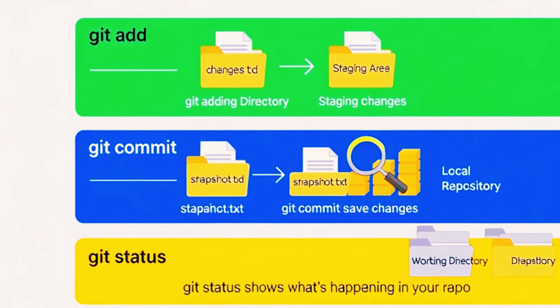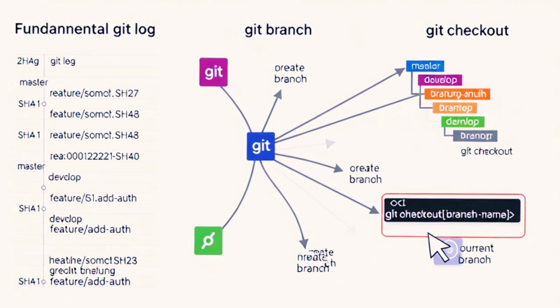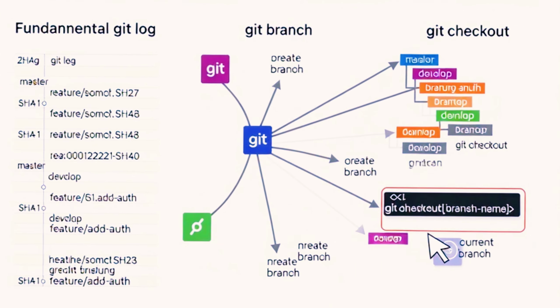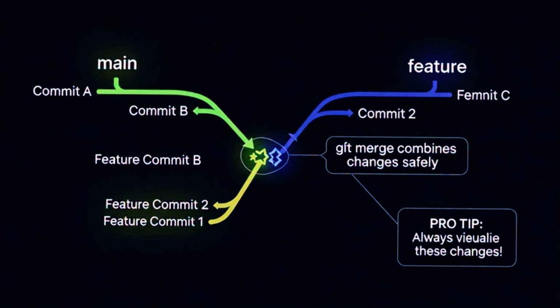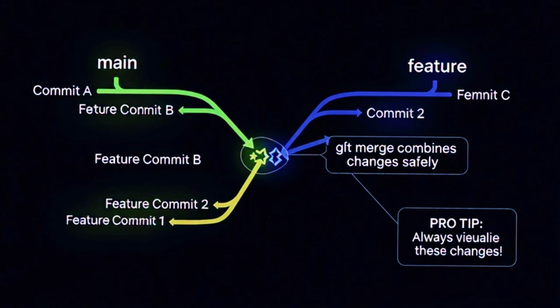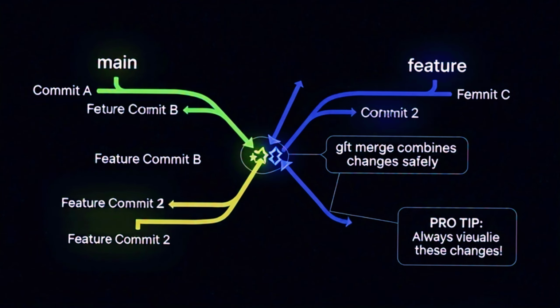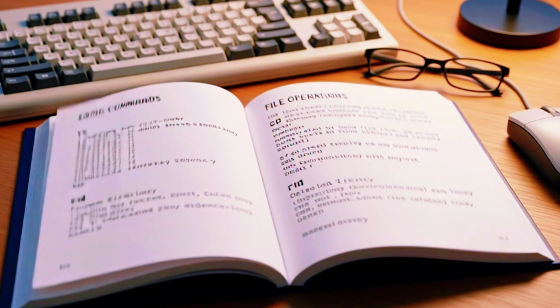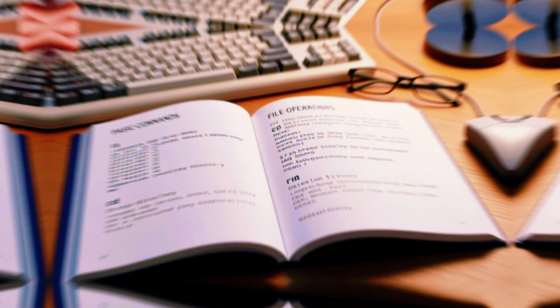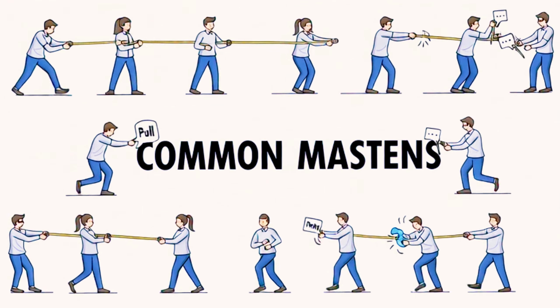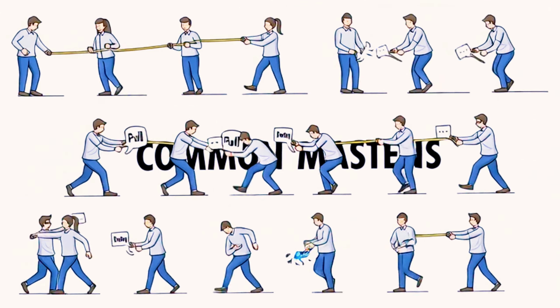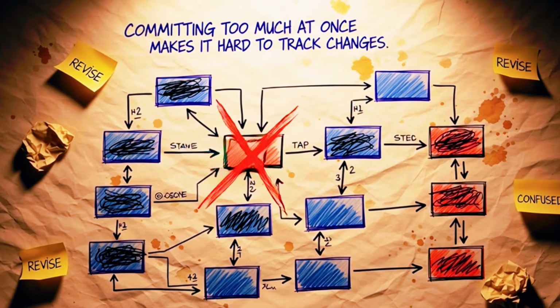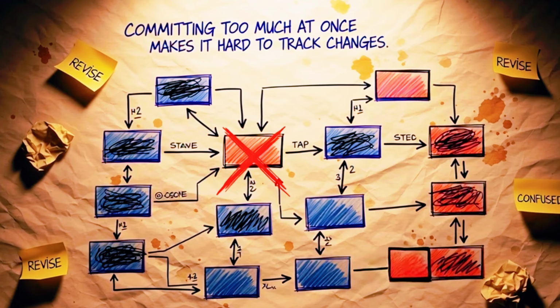Next, let's go through the essential commands. Git init starts a new repository. Git add and git commit stage and save changes. Git status shows what's happening in your repo, while git log lets you view your timeline. Git branch and git checkout help you manage branches, and git merge combines changes safely. A pro tip here is to always visualize these commands with simple examples so you understand what's really happening.